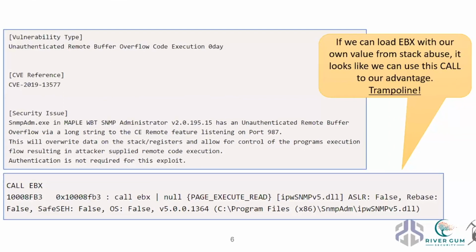If we can manage to load EBX with our own value from stack abuse, as in the input that we supply, it looks like we'll be able to use call EBX to our advantage as a trampoline. We not only have to get this right, we also have to control where the execution is going to land when we use this trampoline to exploit this.